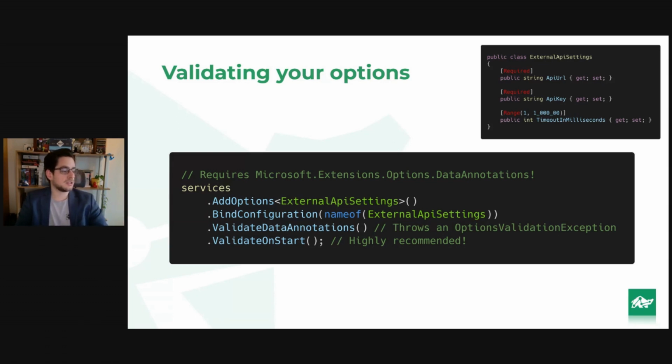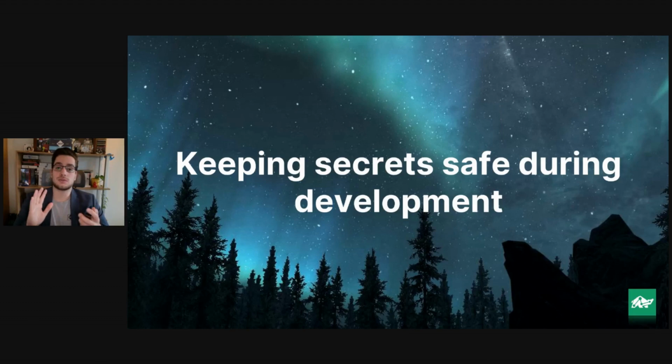So what this will do is grab all of your configuration and match it against your attributes. Maybe you're not a big fan of attributes, so there are also ways to write your own validation logic. There are packages available, so you can use something like Fluent Validation. So I really recommend that you use this. Validate your configuration system.